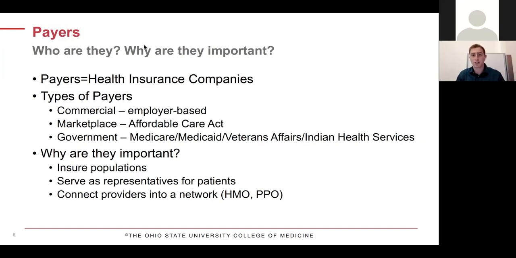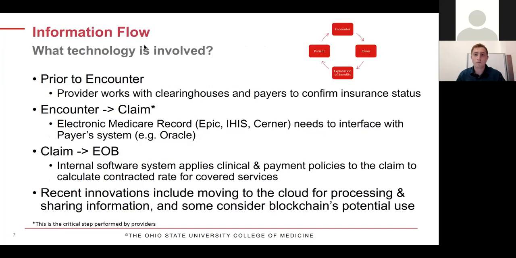So those are some of the reasons why it's important. They're important, and I'm sure we can all think of pros and cons for having payers within the healthcare system. But here are some of the reasons why we've seen, or at least I've seen, them play out within the market.